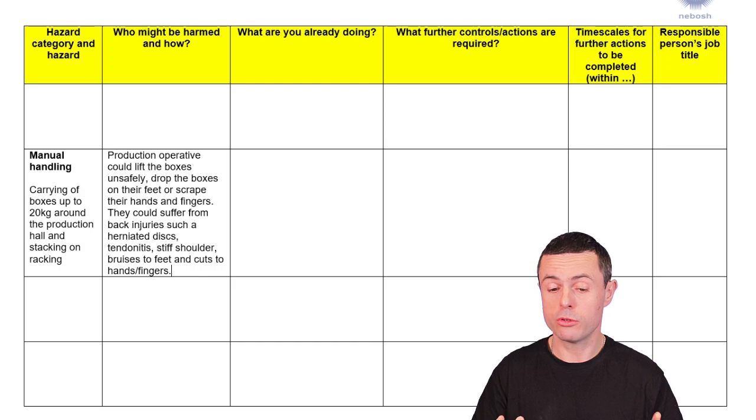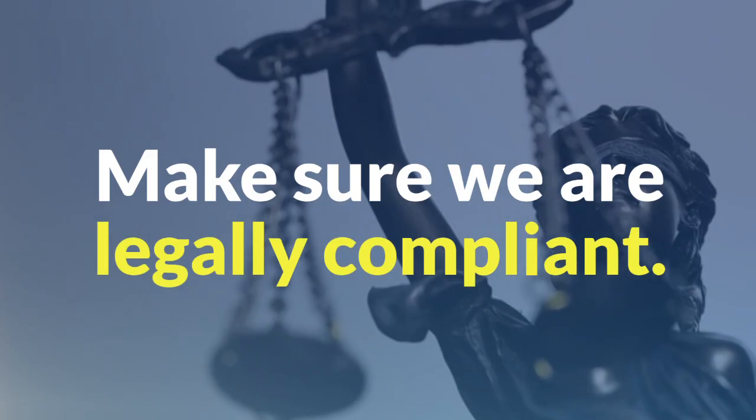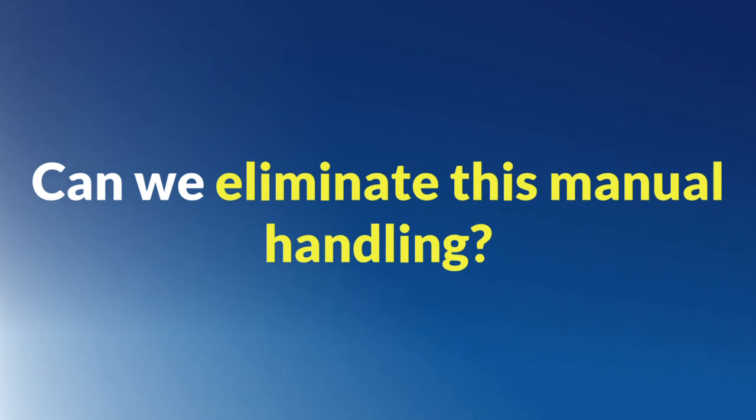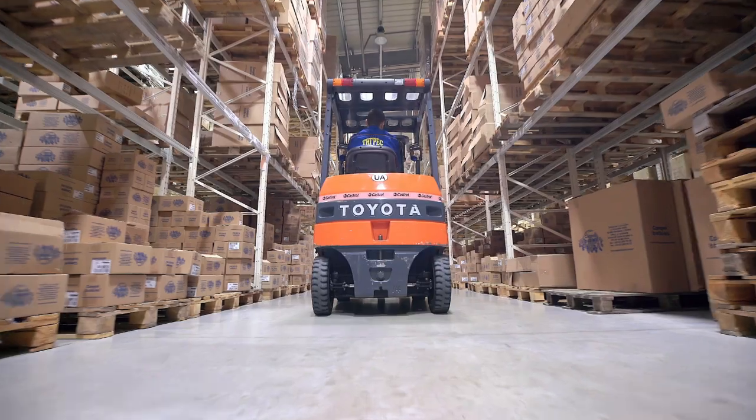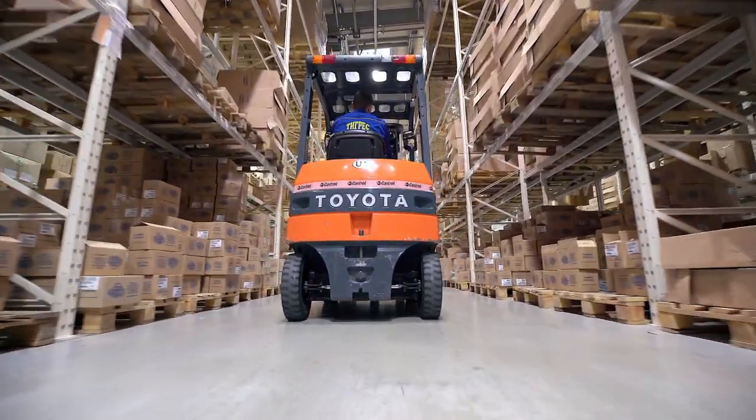Now at this point we need to think about our control measures. So in the next two columns we need to control this risk. We have to make sure we are legally compliant. So we have to look at the law and the codes of practice to decide what we are legally required to do. We also have to show the NEBOSH examiner that we understand the hierarchy of control. So we have to go back to our course materials and look at how the hierarchy works. Can we eliminate this manual handling? Can we use some mechanical equipment, a powered hoist, a powered crane, a forklift, a pallet stacker or something, just to get rid of it?